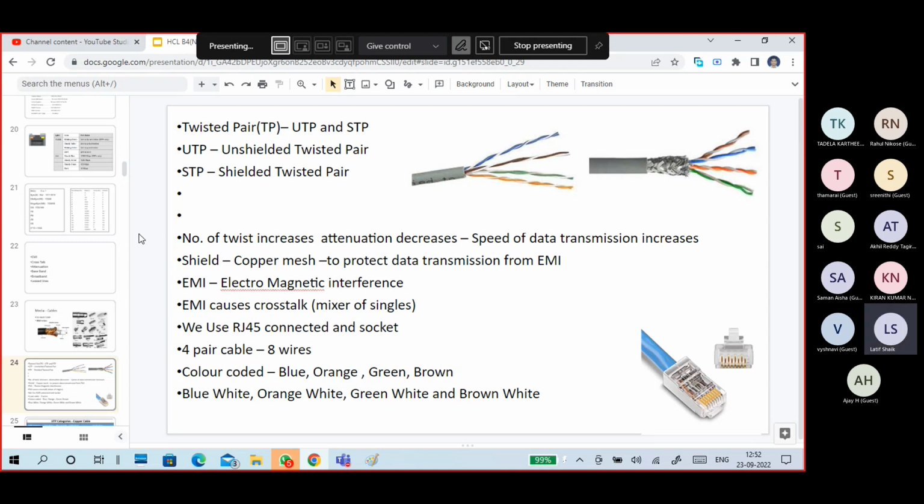Shielded twisted pair cable has a copper mesh over the wires, and it is covered with a plastic cover. What is the use of this shielding? First of all, it protects your signals, your transmission, from electromagnetic interference. Electromagnetic interference causes crosstalk, a mixture of signals. And also it will strengthen the cable.